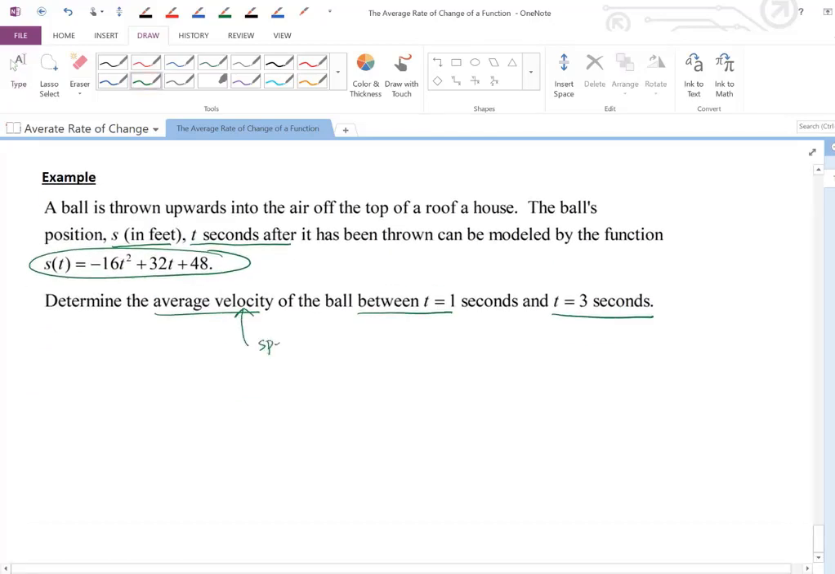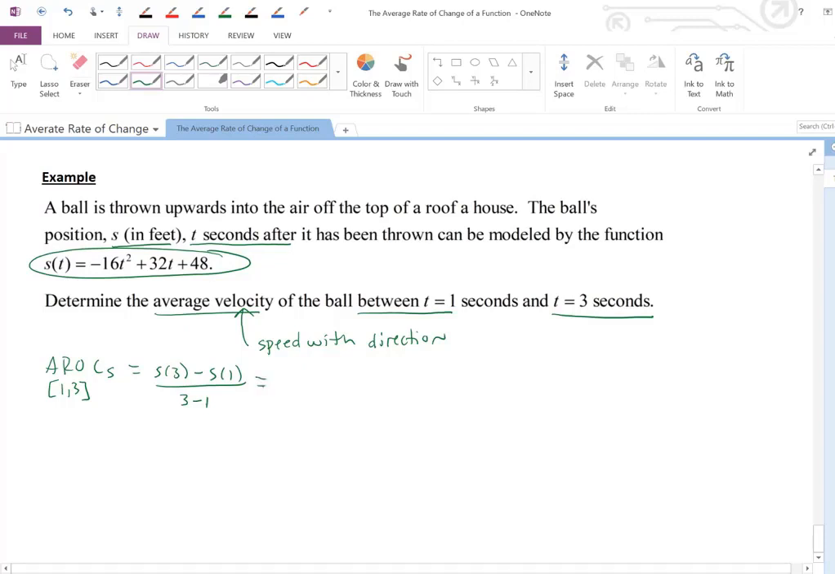So first of all, I just want to make sure you understand what this word velocity is. This is just speed with direction. So whether you're going upwards or downwards or to the left or to the right or any direction, the direction matters. And that's what we want to find, the average velocity over this time interval. So what are we going to do? Average rate of change of this function s over the interval 1 to 3 is given by s of 3 minus s of 1, the change in the output direction, over 3 minus 1.